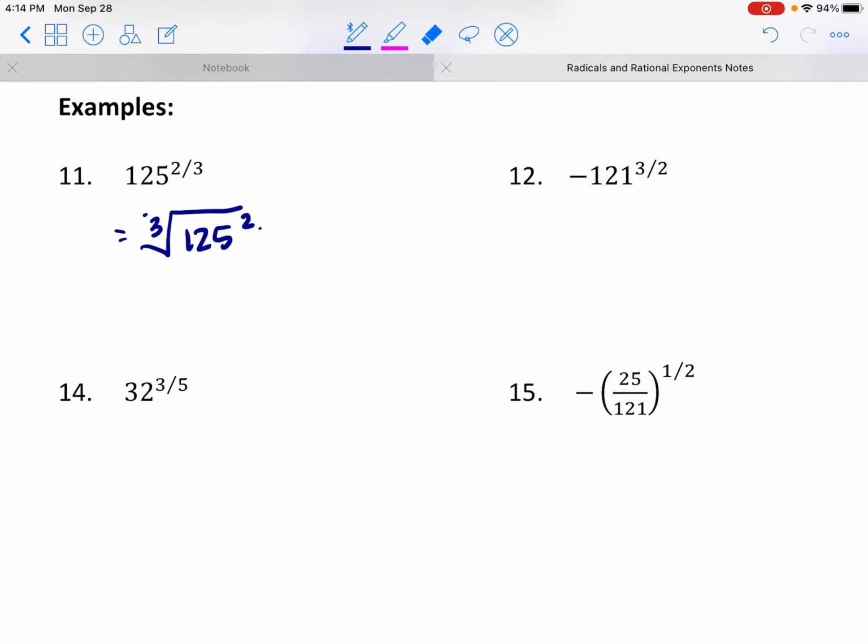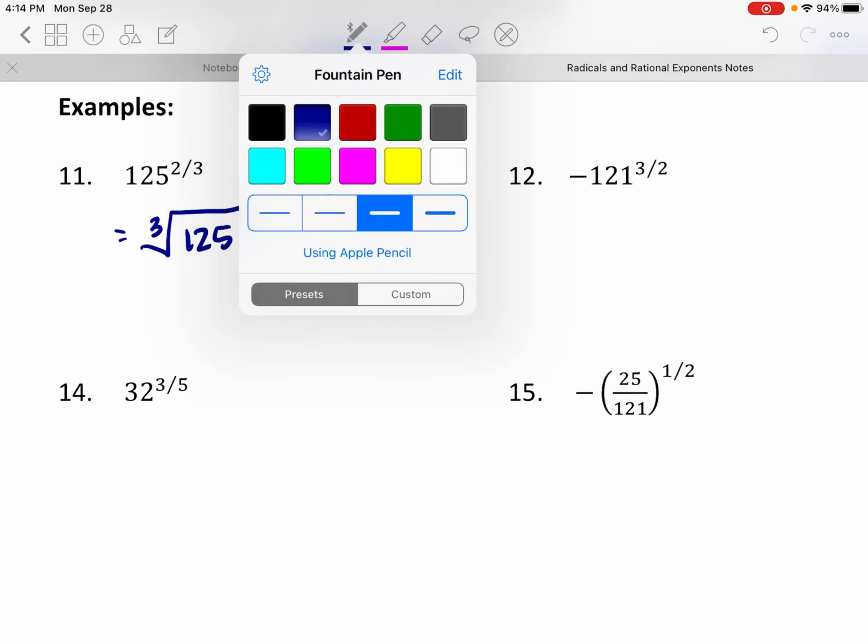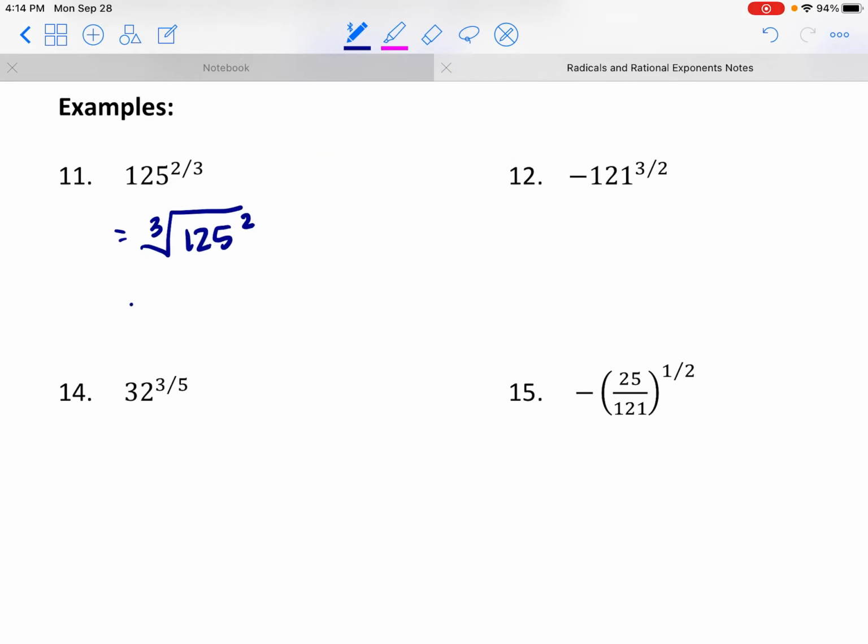So what do you think would be easier? Do you think it'd be better to square the 125 to make a really huge number and then take the cube root, or take the cube root to make a really small number and then square? I said it like that on purpose. Let's take the cube root first. The cube root of 125 is 5, and then we can square, and 5 squared is 25. So this expression is equal to 25.